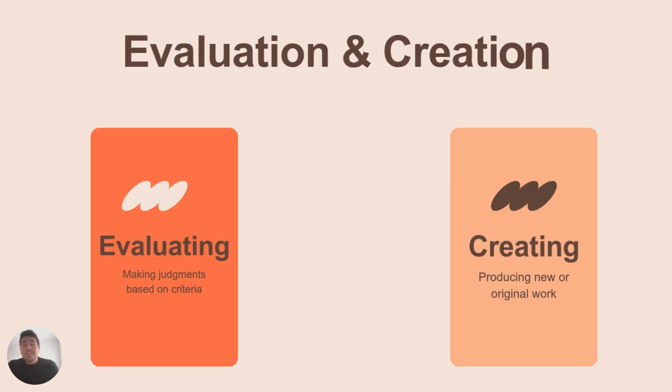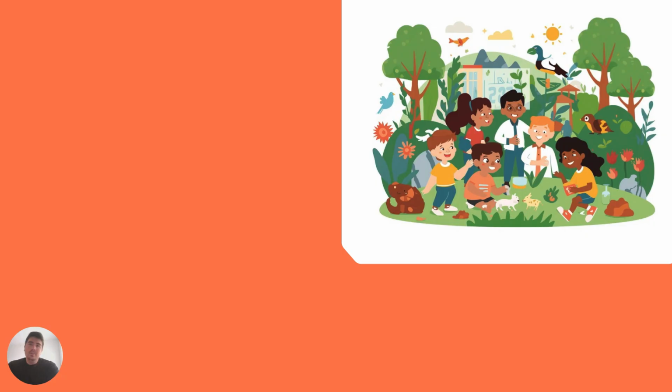Then we come to the next step, which is to evaluate, where someone could make judgments. For example, assessing the impact of deforestation. Then we have create, where someone could produce new work. For example, designing a sustainable garden plan. Now, each level in Bloom's taxonomy slowly builds onto the next one, and that's very important for its success.